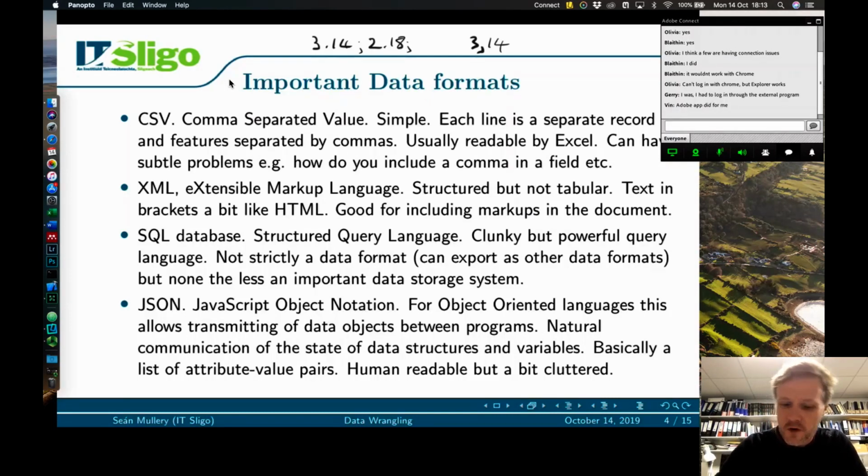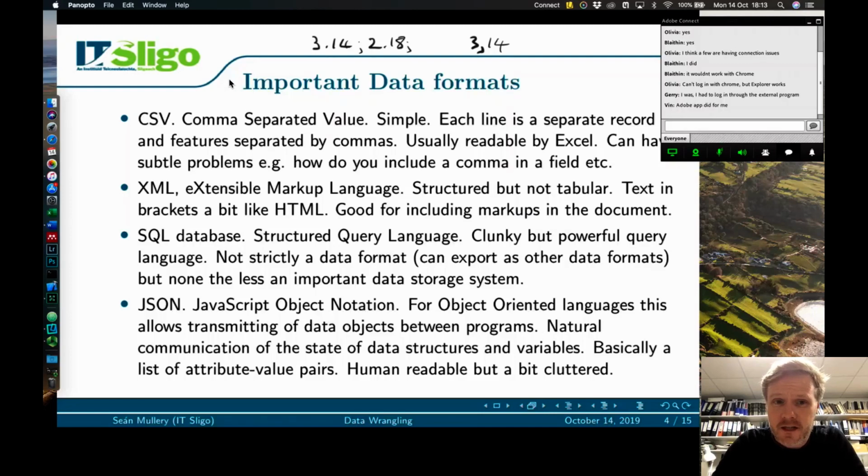I've changed that for you, but just be aware that that sort of thing can happen very easily when you deal with comma separated values, that sometimes you might need to put a comma in somewhere else within the values that are in there, and how do you manage that? Okay, so each line is a separate record, and features are separated by commas in this case, usually readable by Excel, so you can normally just double click on it and open it in Excel or any other system. It can have subtle problems, such as I've mentioned there, with how to deal with the problem if your comma comes up elsewhere.